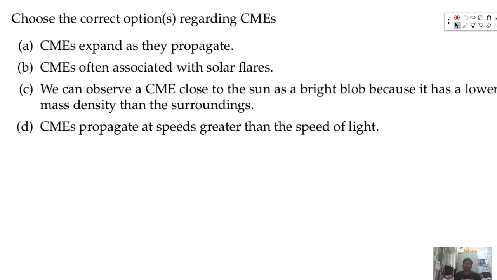So brightness has a one-to-one correspondence with the mass density. So we can observe a CME as a bright blob because it has higher mass density than the surroundings. And then a CME propagates at speeds greater than the speed of light, which is not correct. It has a speed of, let's say, some kilometers per second, so it should not be higher than the speed of light. So the first two options here are the correct options, so A and B.